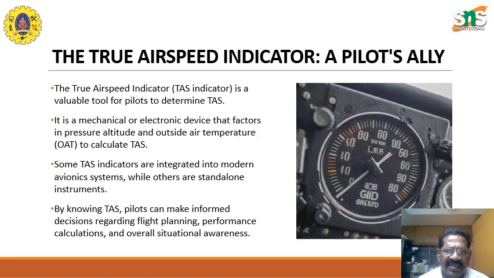The true airspeed indicator is a pilot's friend. It is a valuable tool for pilots to determine the true airspeed. It is a mechanical or electronic device that factors in pressure altitude and outside air temperature, or OAT, to calculate the true airspeed. Some true airspeed indicators are integrated into modern avionics systems, while others are standalone instruments. By knowing the true airspeed, pilots can make informed decisions regarding flight planning, performance calculation, and overall situation awareness.